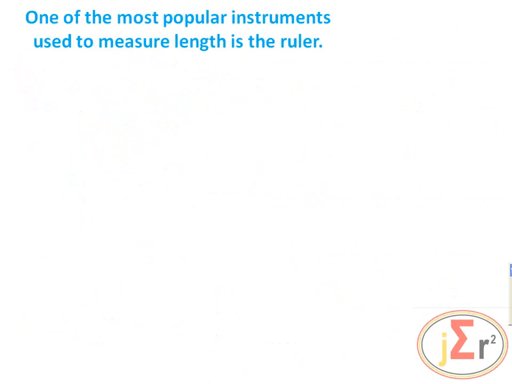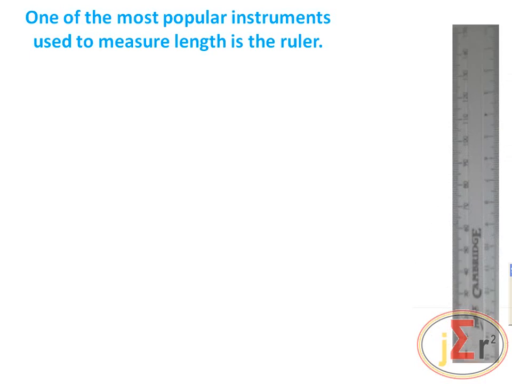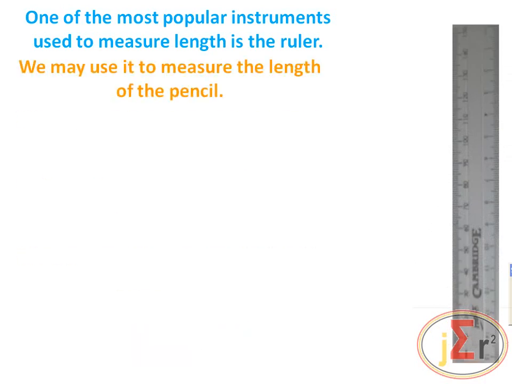One of the most popular instruments used to measure length is the ruler. That is the one that we use in class all the time. So we use a ruler to measure length. So there's your ruler, and we may use it to measure the length of the pencil because we just have the pencil in the option. And we say which one of these we may use a ruler to measure. And it turns out that it is the pencil. So let us measure the pencil. There's your pencil.